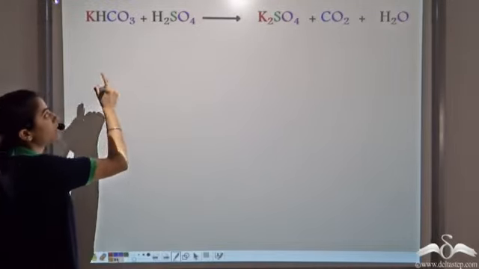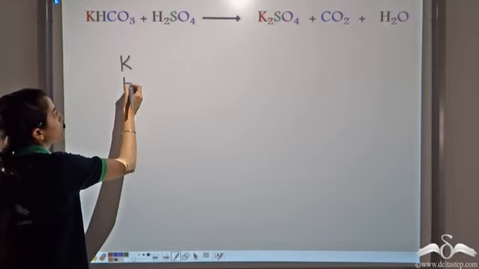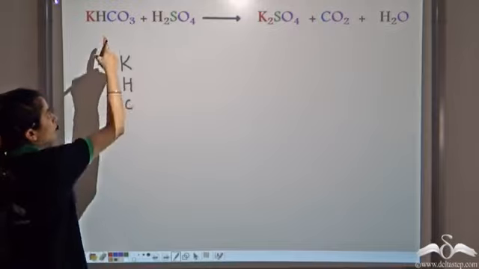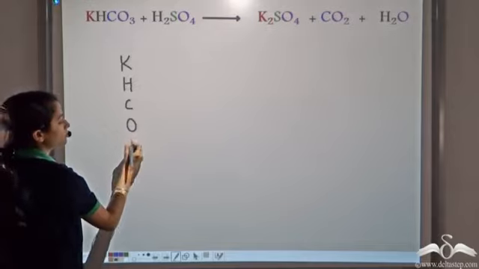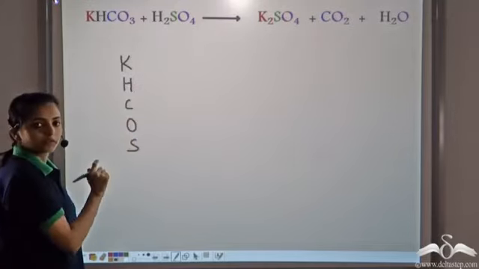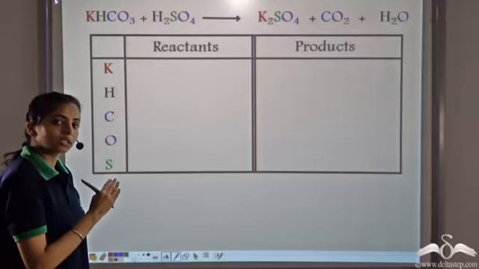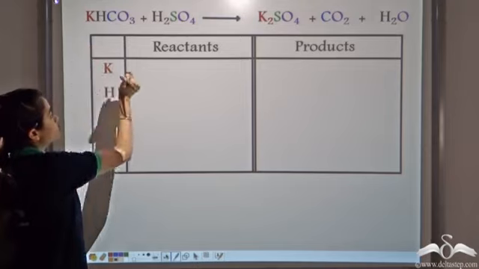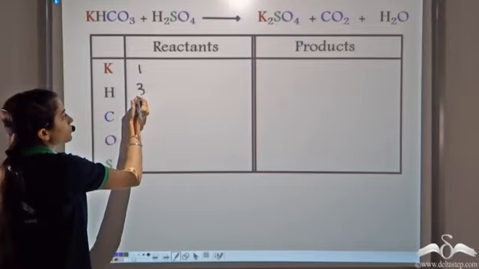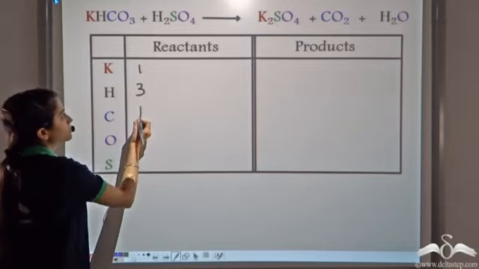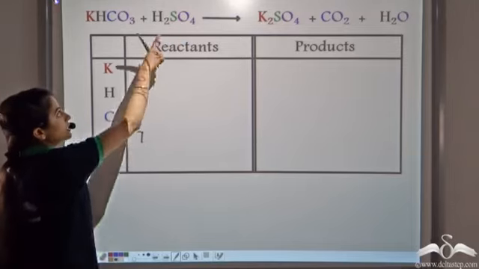The first step is we write the different atoms which are present. We have potassium, hydrogen, carbon, oxygen, and sulfur. So these are the different atoms present. Now let's count the number of atoms on the reactant side. Potassium we have 1, hydrogen we have 1 plus 2, 3. Carbon we have 1, oxygen is 3 plus 4, 7, and sulfur 1.